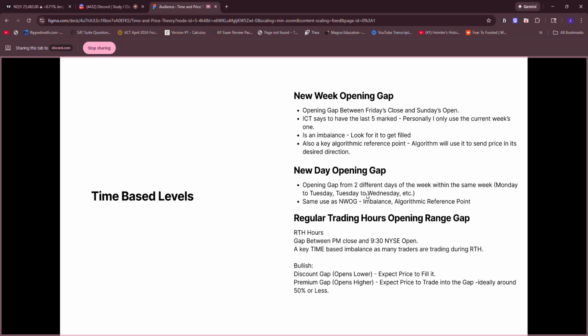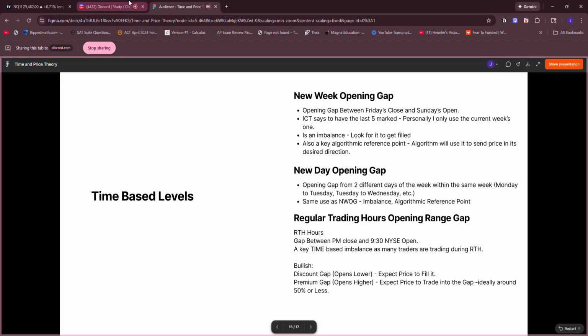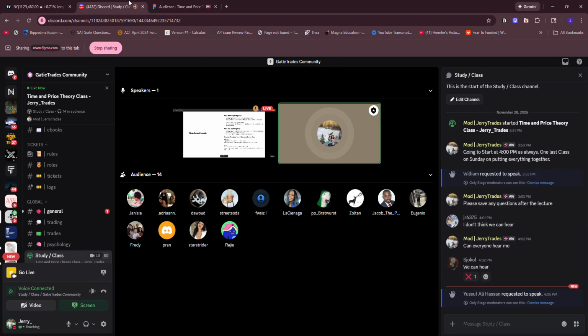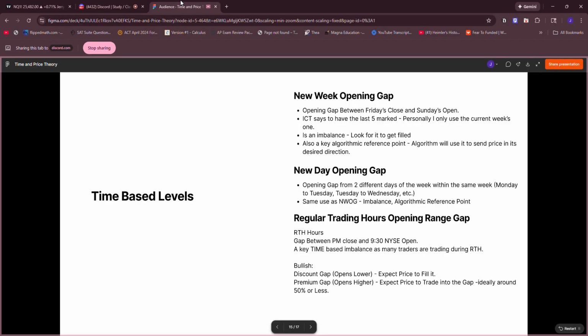Premium gap opens higher, right? If we're bullish, we expect price to trade into that gap, just like a fair value gap, ideally around 50% or less, or to send price higher. So it's just like a fair value gap. Depending on your narrative and your bias, you will see it in different ways, either as a draw on liquidity or a PDRA.